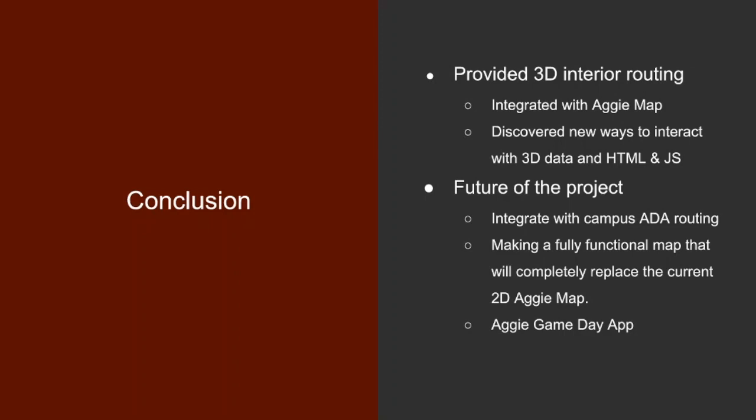The future of the project will lie with integrating it to the ADA routing map that already exists, allowing for a person to start anywhere on campus and be navigated to a particular building with turn-by-turn directions. And once they get to the building, they will be able to be routed through that building to a particular room, making the map fully connected and fully functional that could potentially replace the 2D Aggie map.